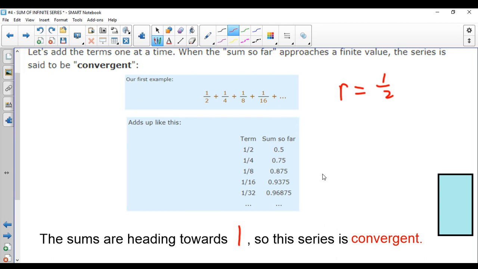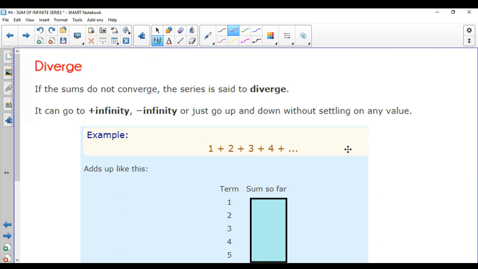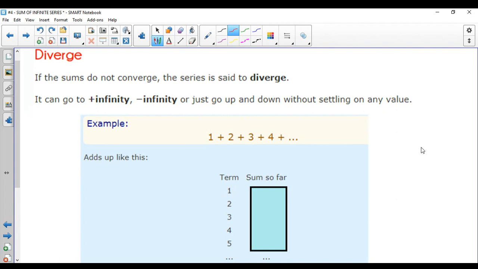And you probably could come up with, well, what if it doesn't approach a finite series or a finite value? Well, that's divergent. So if the sums do not converge, then it is divergent. And therefore, what that means is that the sum will either go to positive infinity, or it will go to negative infinity, or it will just go up and down without settling on any value.